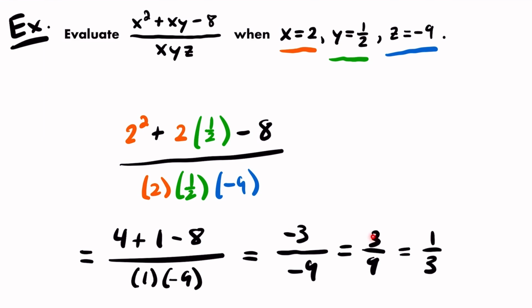All right, 3 divided by 3 is 1. 9 divided by 3 is 3. And now our answer is fully simplified. We have a reduced fraction here of 1/3. That is the value of this variable expression when x equals 2, y equals 1/2, and z equals -9. Okay, and so with that, this was the last example for this video.